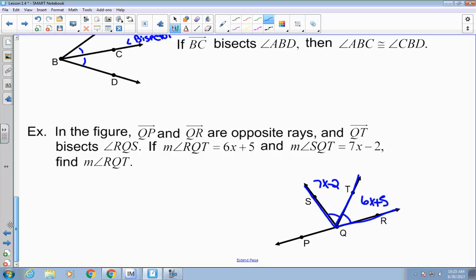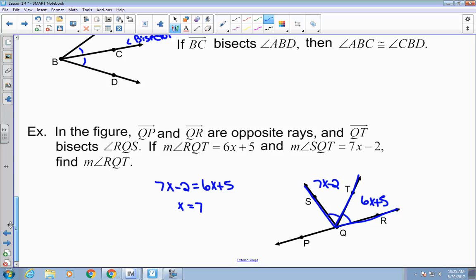So I want to find the measure of this angle RQT. In order to do that, I have to find x, and in order to find x, I have to set up an equation. And in order to set up an equation, I need two things that are equal. Do I have anything that's equal? These two angles are equal to each other, correct? So I can set them equal to each other. So 7x minus 2 equals 6x plus 5. So I'm going to solve for x, move the x over, and add 2 to both sides. So x is 7. Are we done?